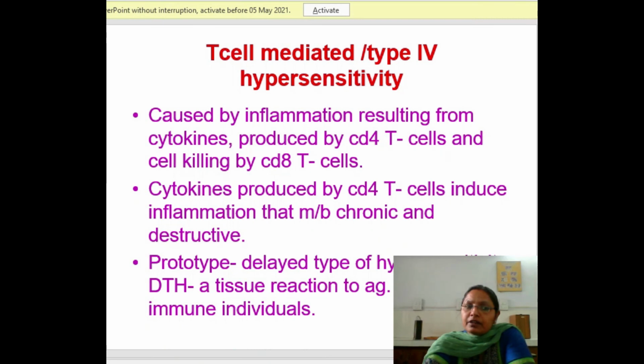T cell mediated, the last, after the first, second and third type of hypersensitivity reaction, the last one is the T cell mediated or type 4 hypersensitivity reaction. It is caused by inflammation resulting from the cytokines produced by the CD4 T cells and the cell killing by the CD8 T cells. So there is active participation of CD4 and CD8 T cells. Cytokines produced by the CD4 T cell induce inflammation that may be chronic and destructive. So the prototype is the delayed type of hypersensitivity, a tissue reaction to the antigen given to the immune individual.